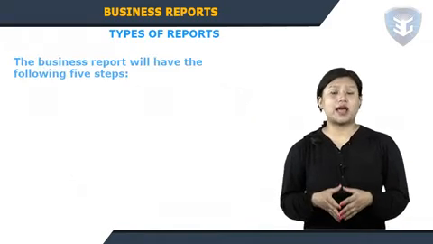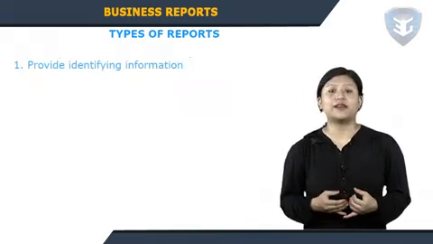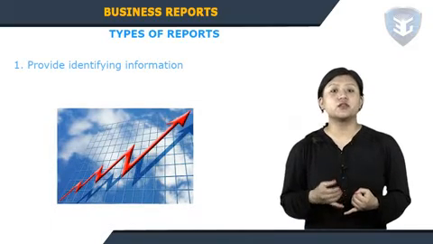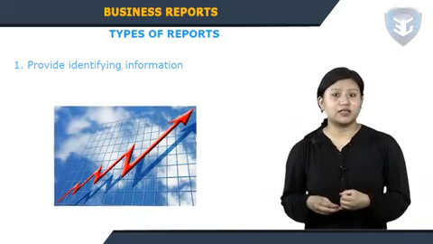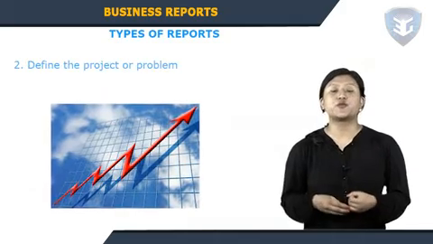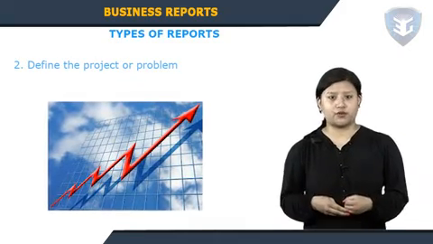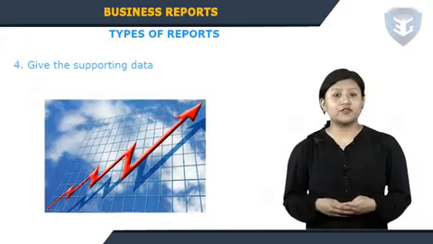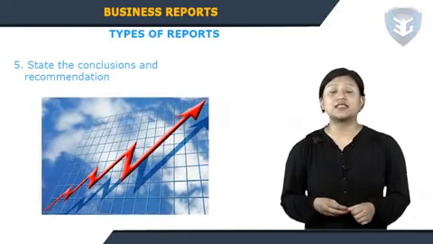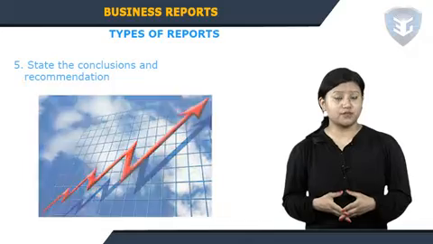The business report will have the following 5 steps. Provide identifying information, usually inclusive of to, from, date, subject and the area. Define the project or the problem, the purpose of the report. Give the background, give the supporting data, and state the conclusions and recommendations.